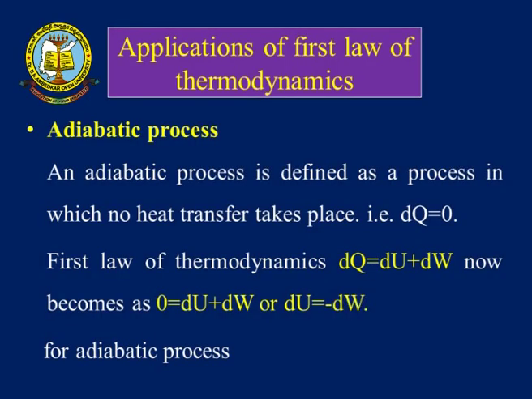So in an adiabatic process, there is no heat exchange from the system to the surroundings or from the surroundings to the system. Therefore, the change in heat energy is equal to 0, which we can write as dQ equals 0. As we know, the mathematical equation of the first law of thermodynamics is dQ equals dU plus dW.